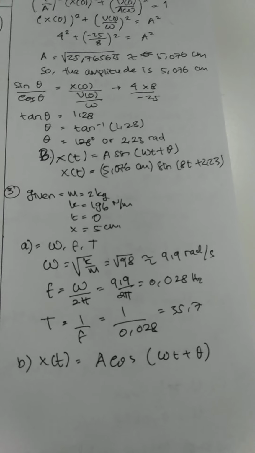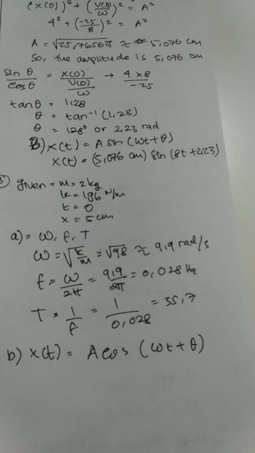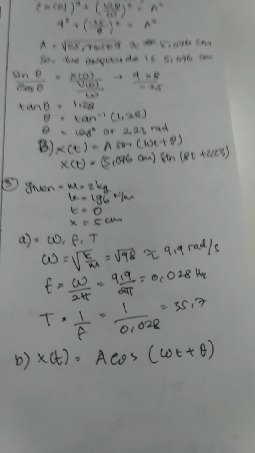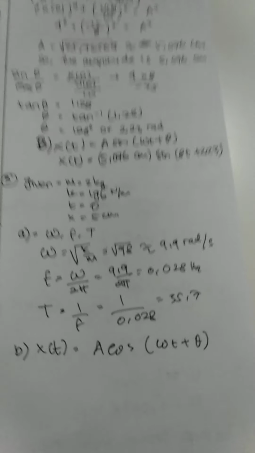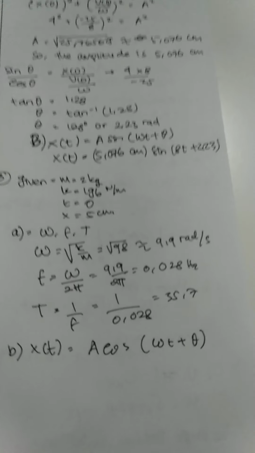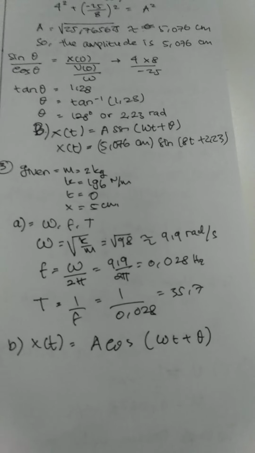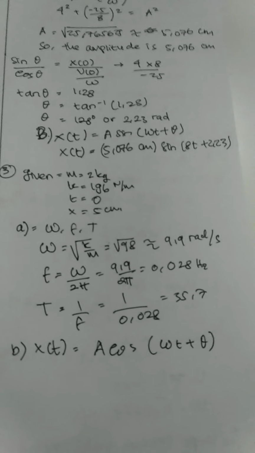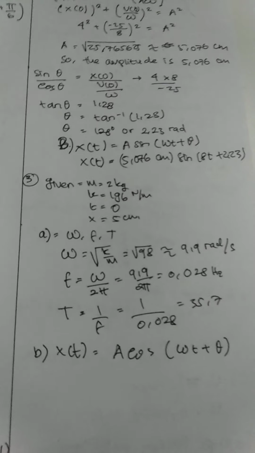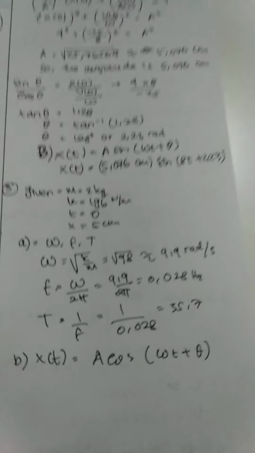After that, we continue with sin theta per cos theta equals tan theta, so tan theta equals x0 per (v0 per omega). So we got the answer, tan theta is 1.28, and for theta we must take the inverse tan, which is 128 degree or 2.23 radian. So we substitute the result into the function of x.